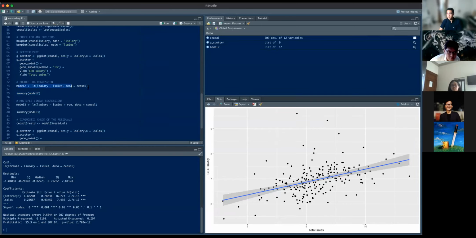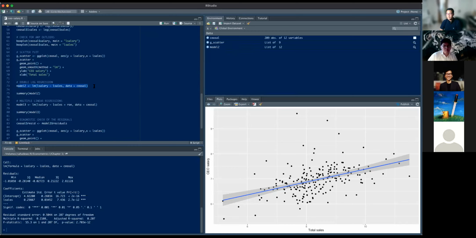Recall that the regression is on variables that are log-transformed on both sides of the equation. If you have log transforms on both sides of the equation, what do you get for the estimated coefficient? Anyone recall? If you do a double log regression, what's the interpretation of the coefficient? The elasticity, sir. Exactly. Very good, Matthew. It's going to be elasticity. So this particular estimation refers to the elasticity between salary and sales. If sales change by 1%, then log salary is going to change by about 0.256%, ceteris paribus. Again, assuming zero conditional mean.